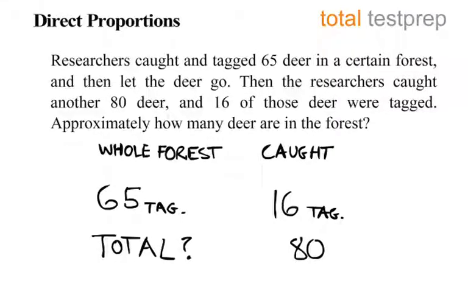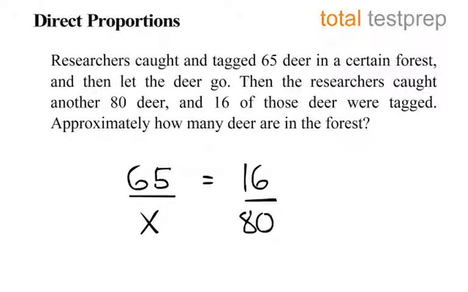So here the direct proportion we're setting up is tagged to total in the forest and then in the batch that was caught. So we can write 65 tagged out of the total is equal to 16 tagged out of the 80, or 65 over x is equal to 16 over 80. We'll reduce because that's what you always do whenever you see a fraction. So we can divide the 16 by 8 to get 2, and the 80 by 8 to get 10. So now 65 over x is equal to 2 over 10.